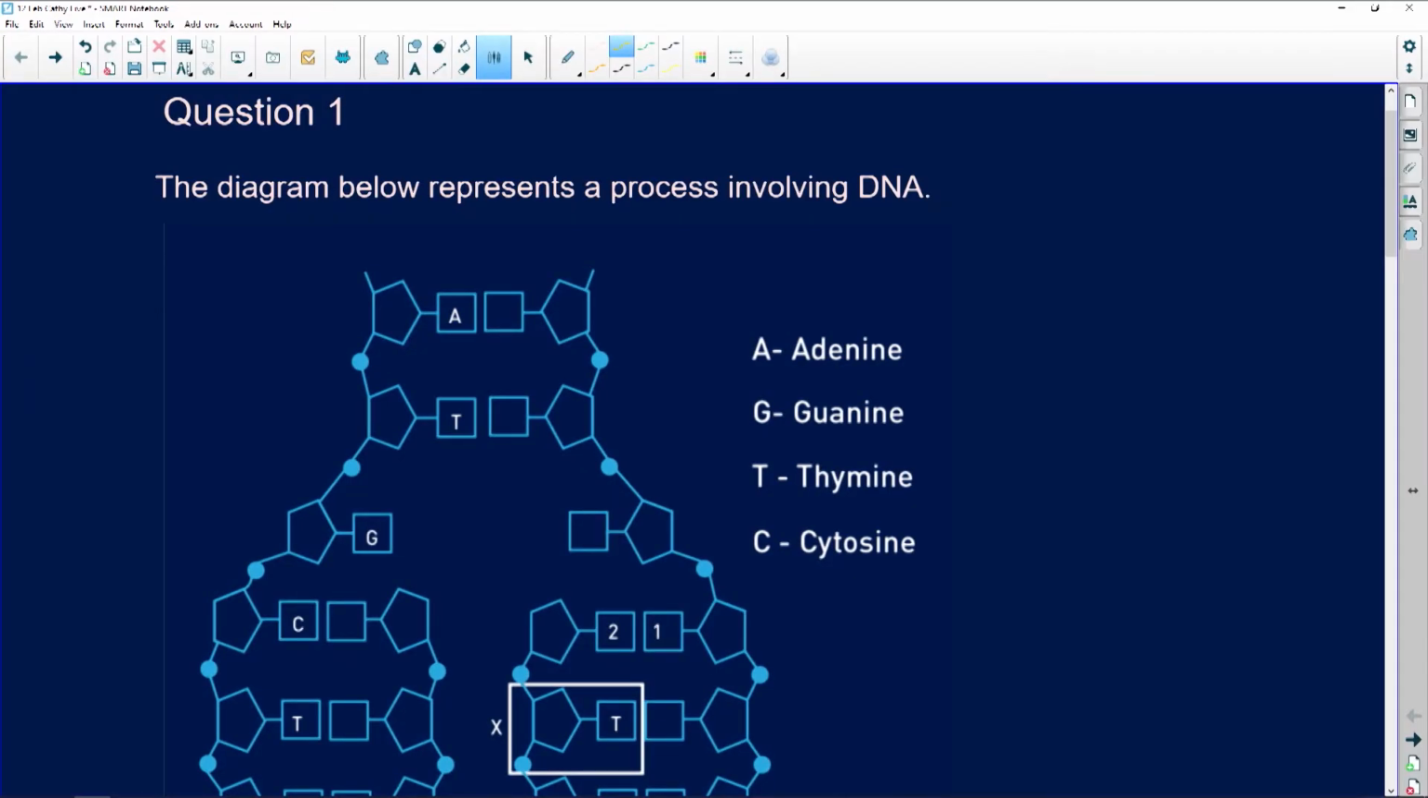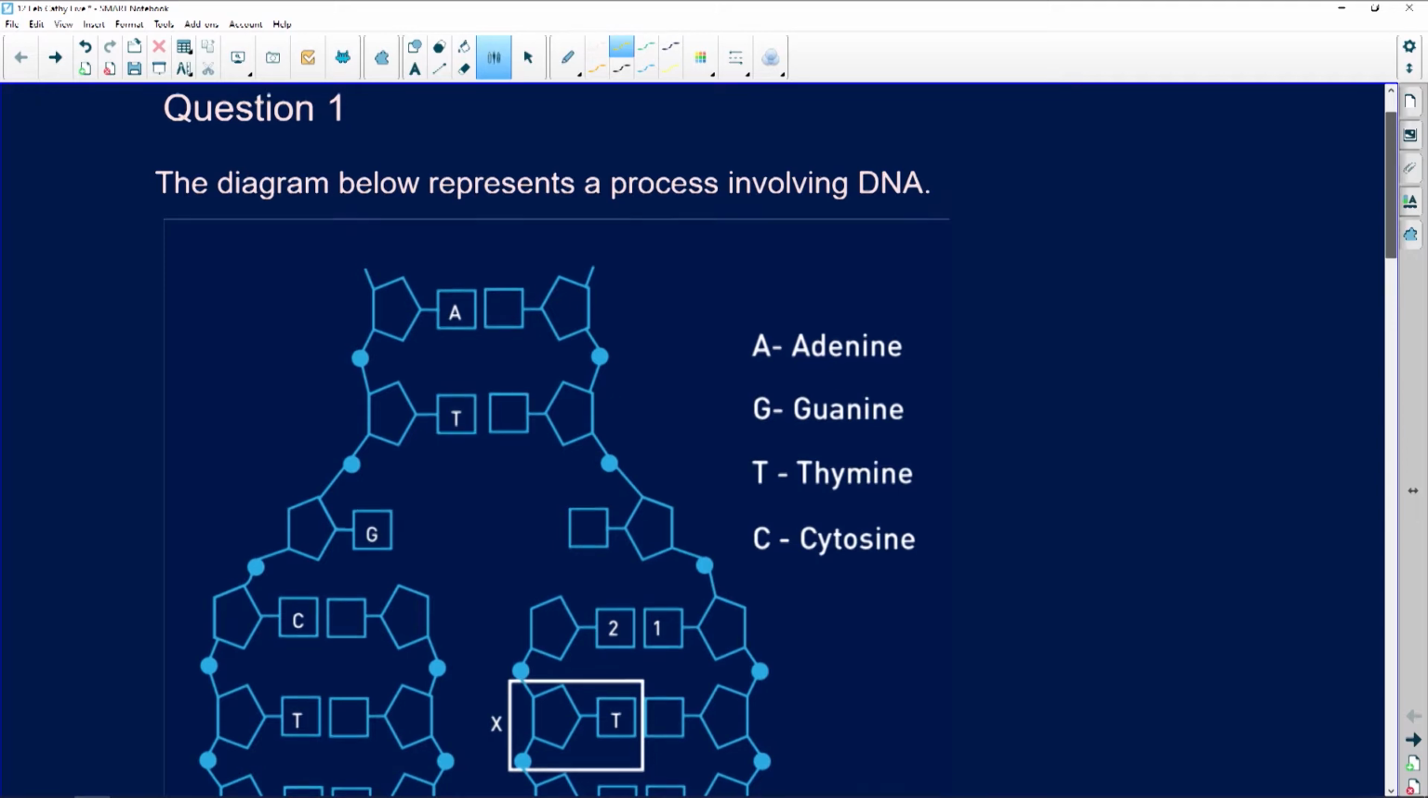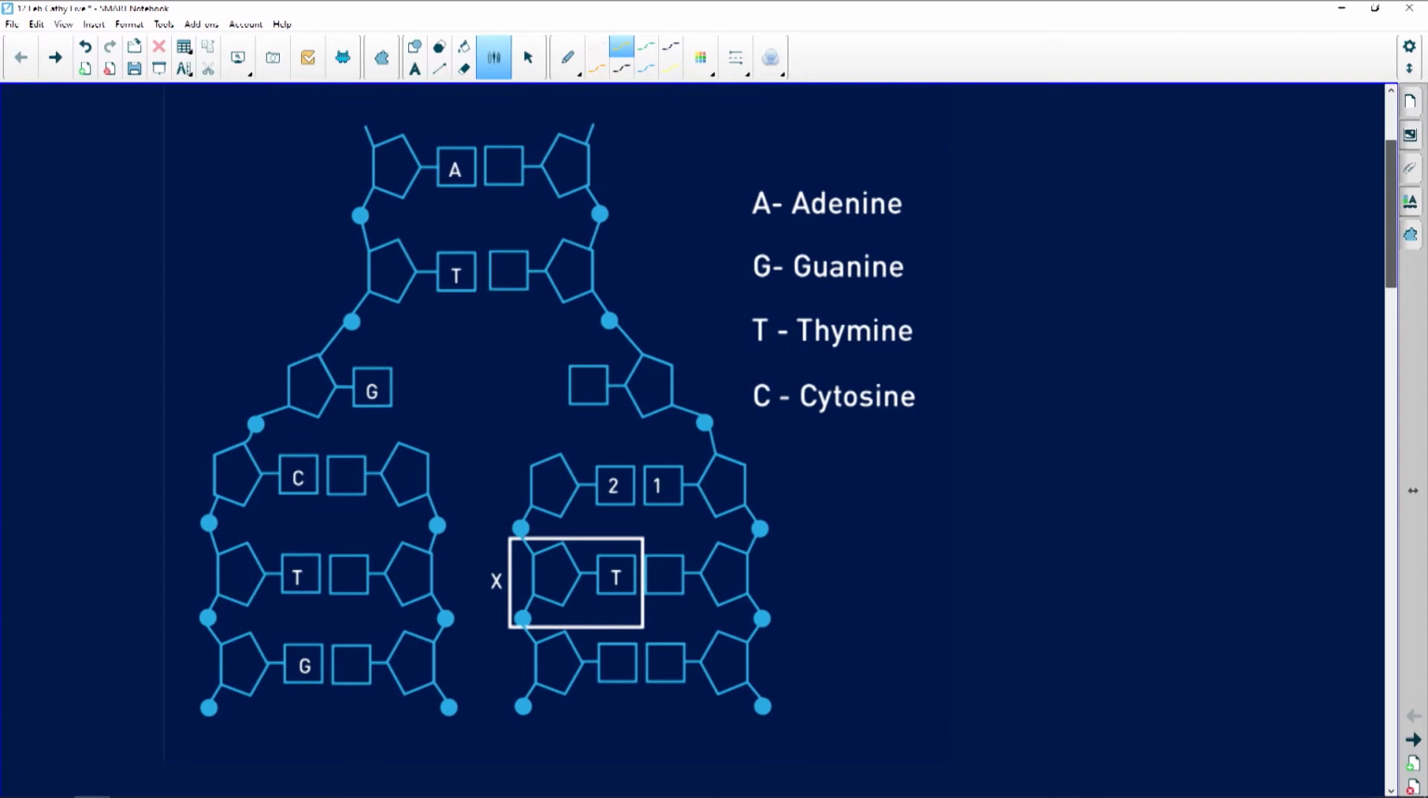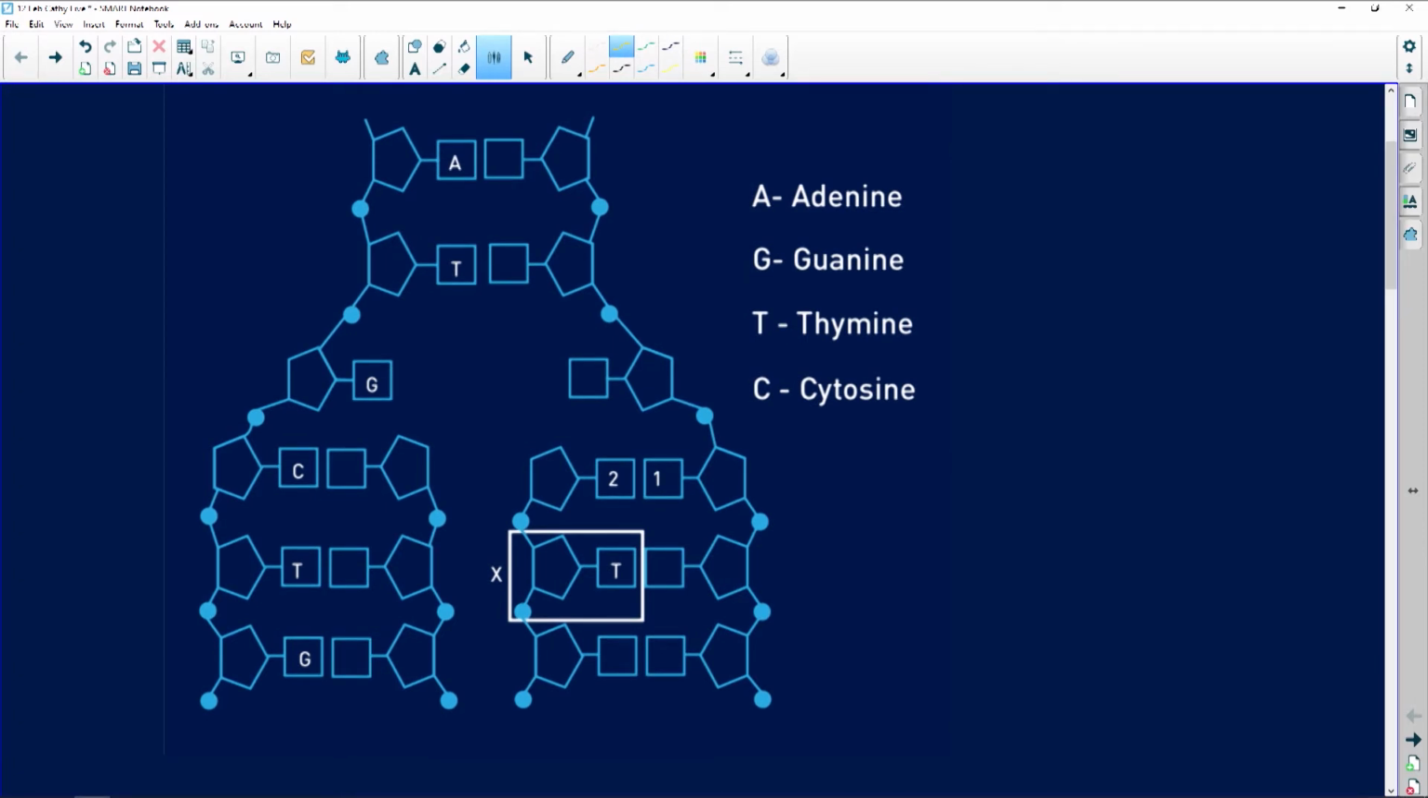We're going to have a look at them now. All right, let's see. We have got question 1, and it says the diagram below represents a process involving DNA. Clearly it's exactly aligned to our joke that we've just seen, because what's happening? We've got the DNA opening up because it's getting a massage and the backbone is relaxing.